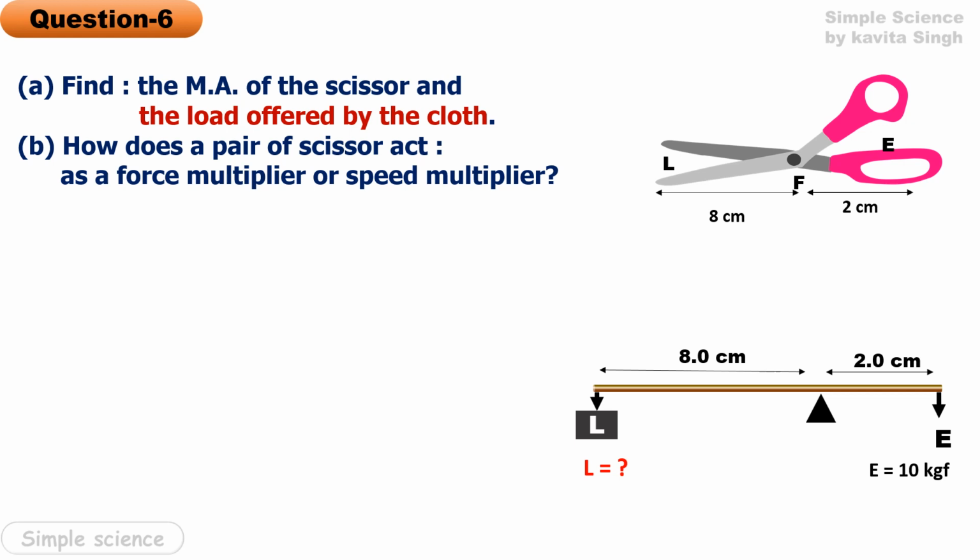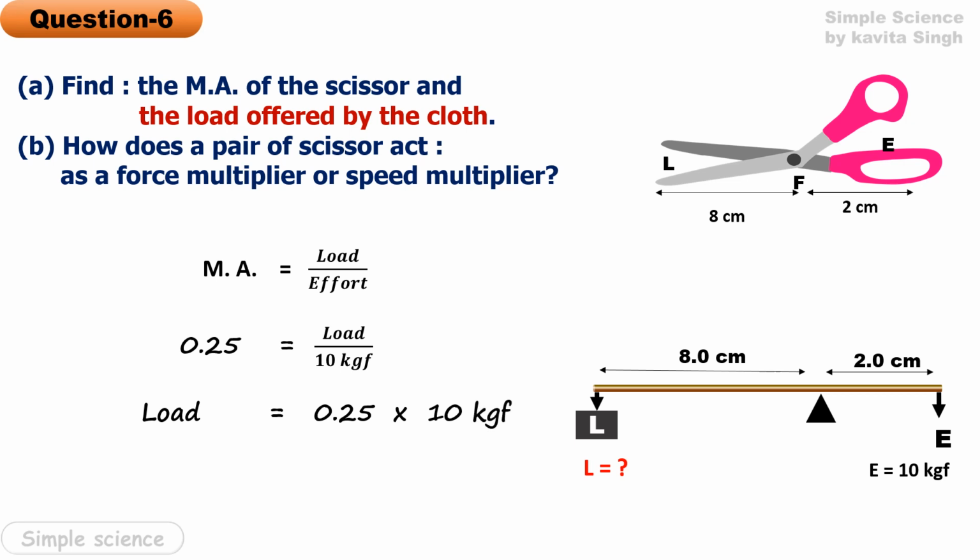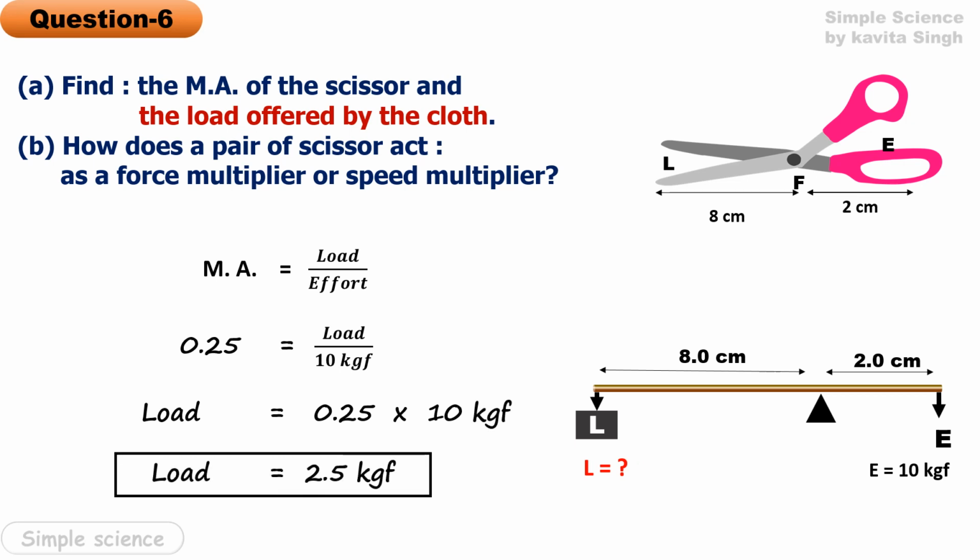Now we will calculate the load offered by the cloth. So mechanical advantage is equal to load by effort, the mechanical advantage of a machine. And you have calculated the mechanical advantage, 0.25. So 0.25 is equal to load by effort, which is 10 kgf. So load is equal to 0.25 into 10 kgf, which is equal to 2.5 kgf.